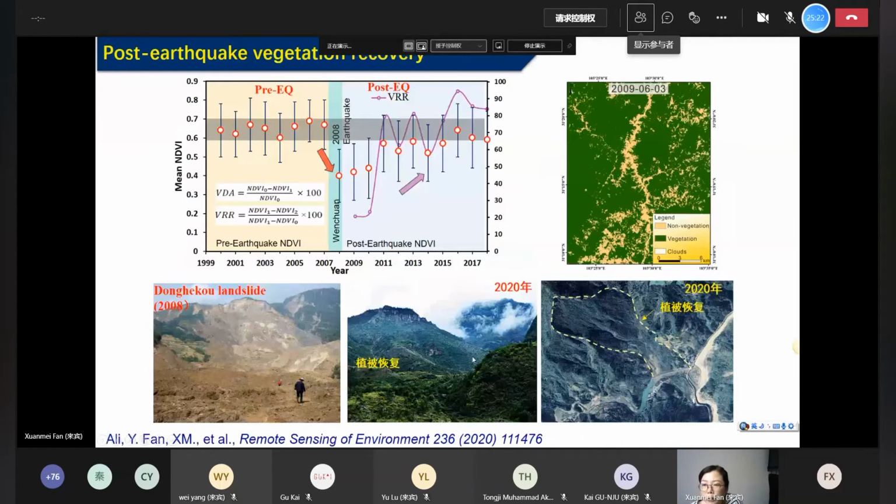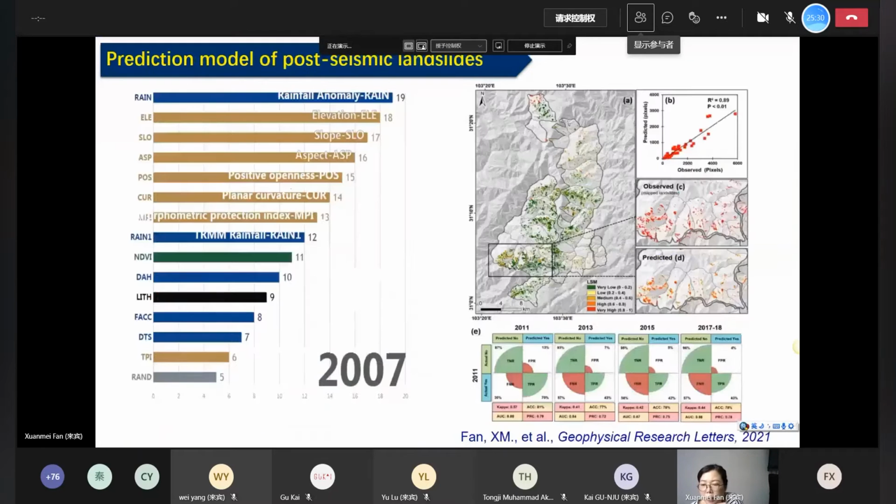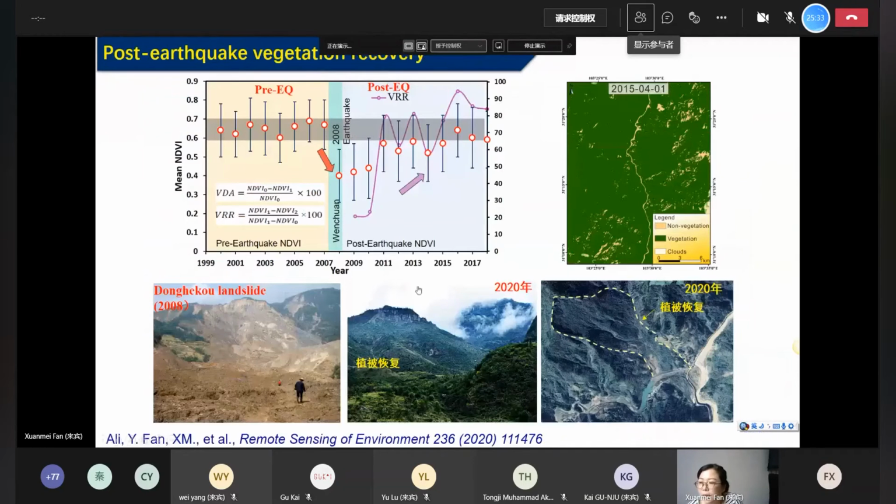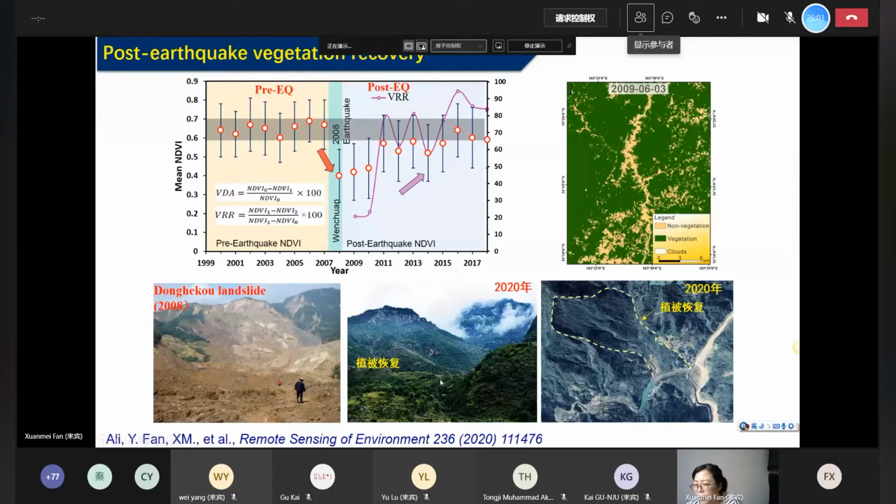And then the other important factor is revegetation. It can contribute a lot to stabilize the shallow slope failures. And maybe we first look at the photo. This is a photo I took in the field shortly after the earthquake for one of the big landslides called the Donghekou Landslide. And this is a photo again from more or less the same angle. And you can see it was taken in 2020, and the landslide is fully covered by vegetation, and it's hardly noticeable that there was a landslide about 12 years ago.